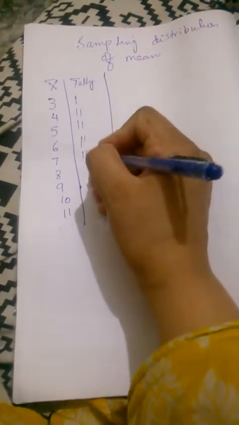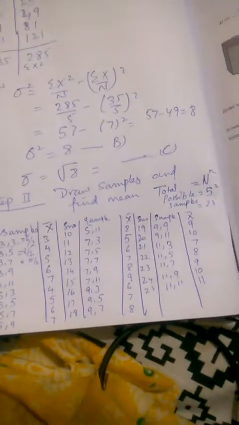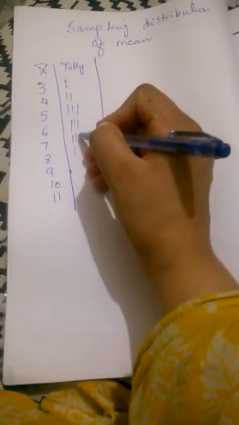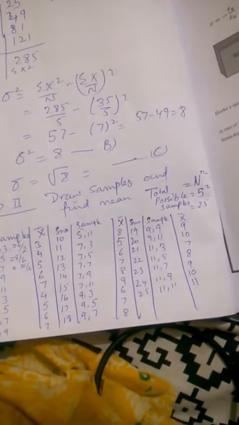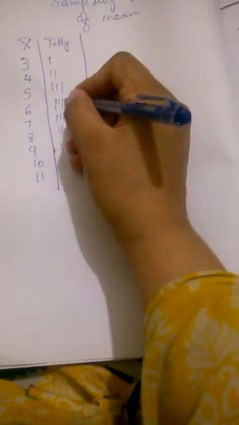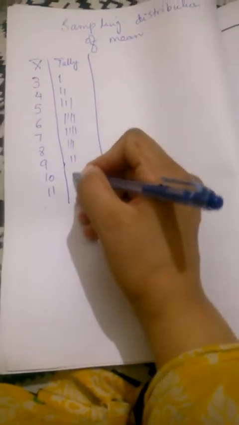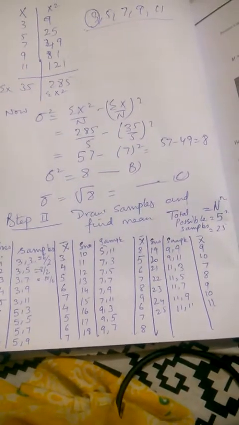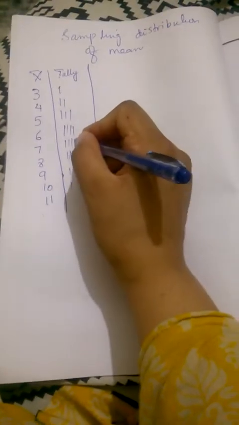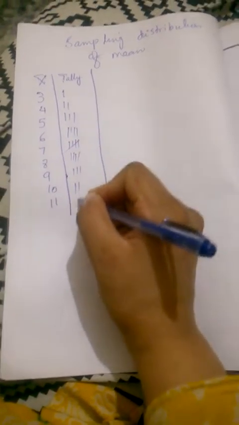4, 5, 6, 7, 8. Then 5, 6, 7, 8, 9. After that you have 6, 7, 8, 9, 10. Then you have 7, 8, 9, 10, 11.